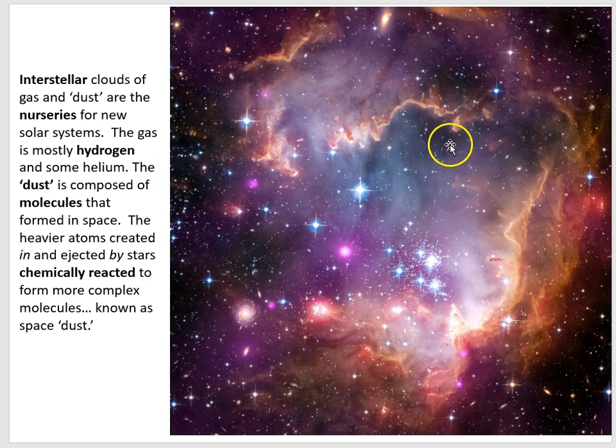Now this is a picture from the Hubble Space Telescope, and this is a nebula. So the scientists would describe this as a giant cloud of gas and dust. Well, interstellar clouds of gas and dust are the nurseries for new solar systems. The gas is mostly hydrogen and some helium, and the dust is composed of molecules that formed in space. Recall the heavier atoms that were created in and ejected by stars. What they did then, as they were out in space, they bumped into each other and they chemically reacted to form more complex molecules. We can think of this as sort of space dust.